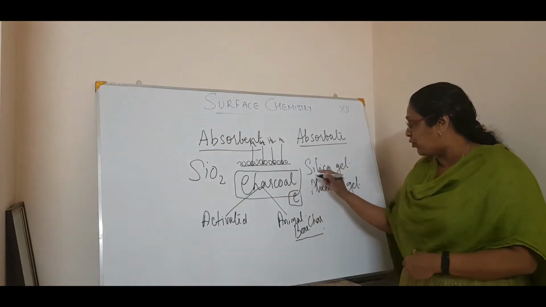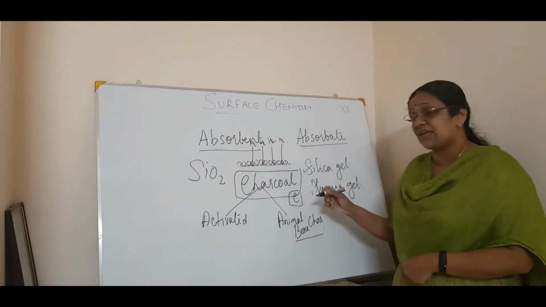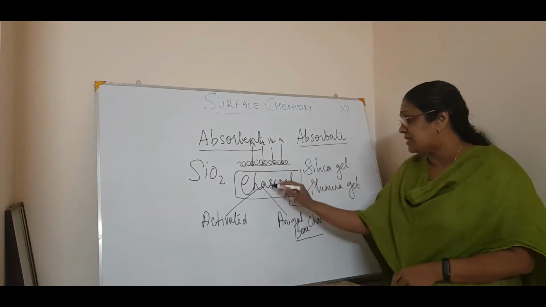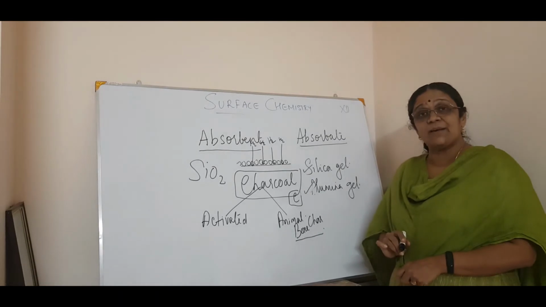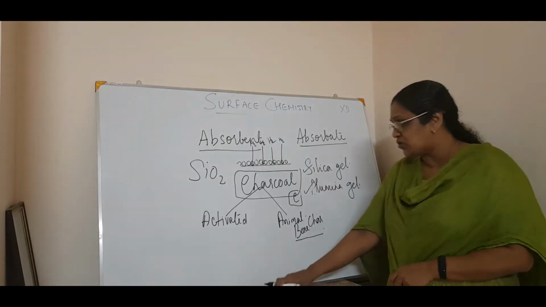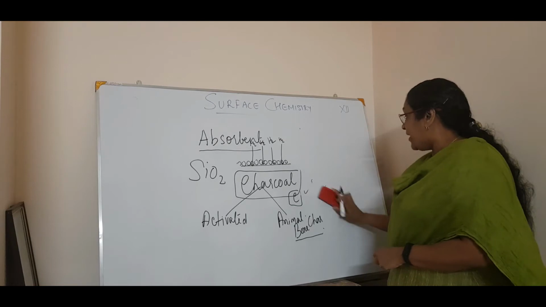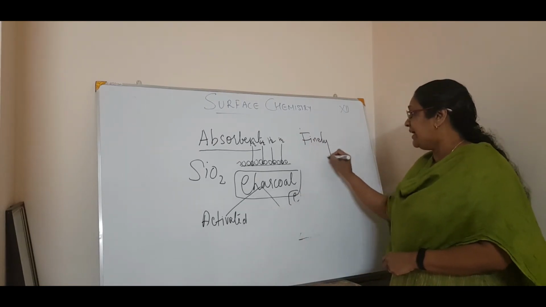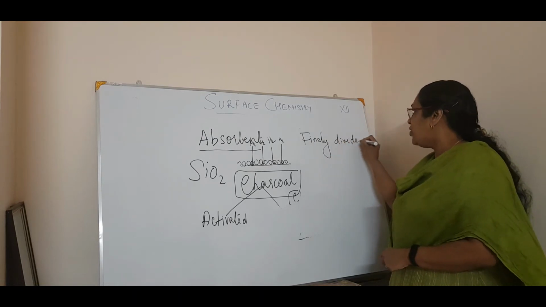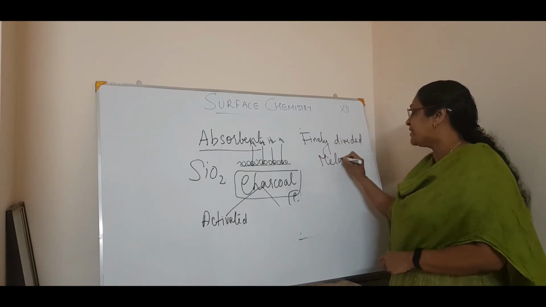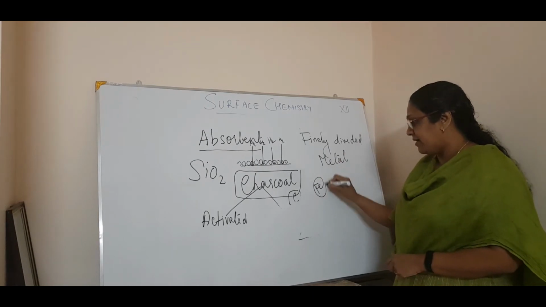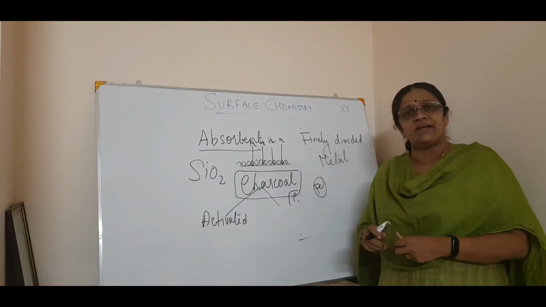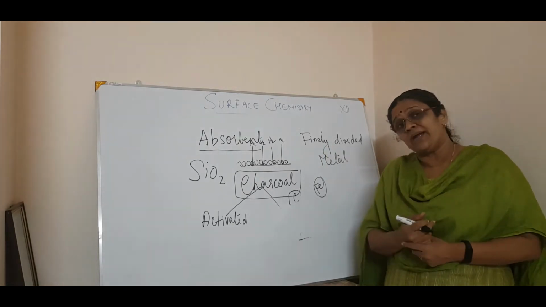So the examples are what? Sometimes a 1 mark question can ask you for an example of a good adsorbent. So you can say silica gel, alumina, charcoal, etc. are good examples. And also one more thing: finely divided metals. What do you mean by finely divided metals? For example, finely divided iron is a very, very good adsorbent. Why do we say finely divided? What is the peculiarity of a finely divided case?